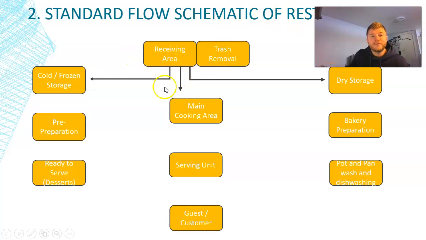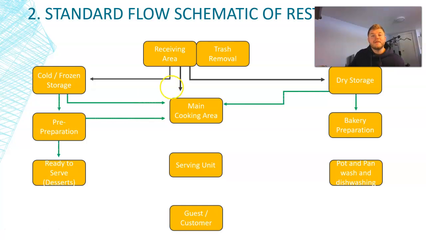As you can see here, from the receiving area, they will either go to a dry storage area or a cold or frozen storage. It's important to have these two areas, dry storage and cold and frozen, closely related to the receiving area. We don't want to be walking 50 steps, 100 steps, all the way from the receiving area to the cold frozen area. It just takes too long.